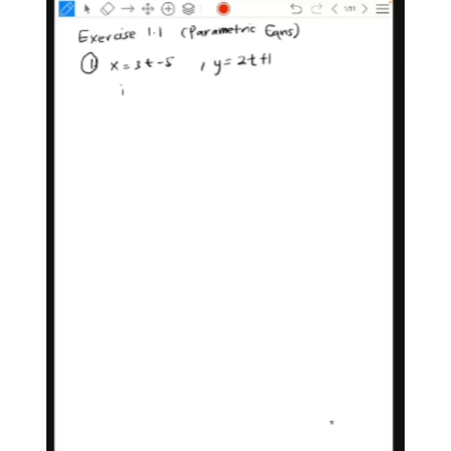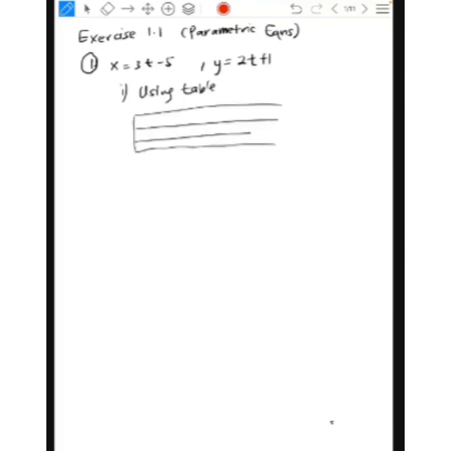The first one is using a table. Using a table means you find the value of t and then find the value of x and y. You can take any value of t. If the question does not give you a region or a domain, as in question number 1, then you can pick any value of t. It is advisable to take the value of t from negative to -1, 0, 1, and then decide how many points to take.